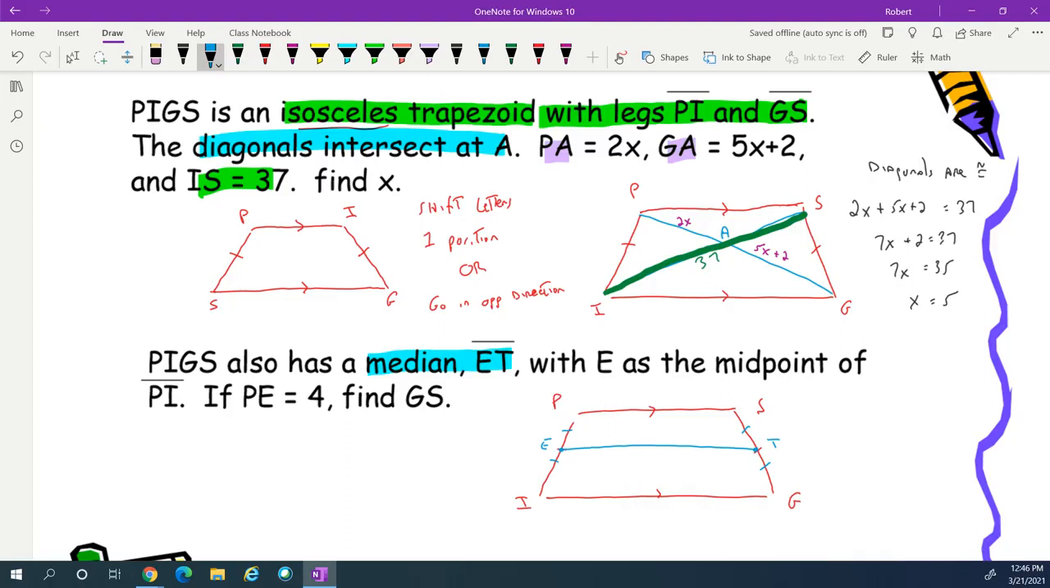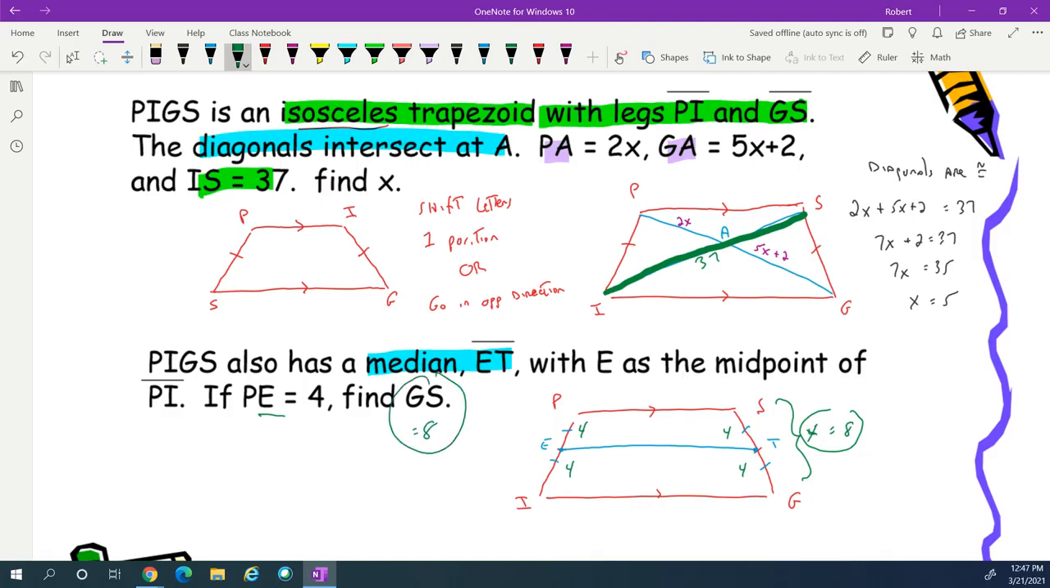We're told PE is 4. And we are asked to find GS. Well, again, a median or a midsegment connects the midpoints. So on PI, we split it 4 and 4. That is congruent to the other leg, 4 and 4. So x equals 8, or we could say GS equals 8.